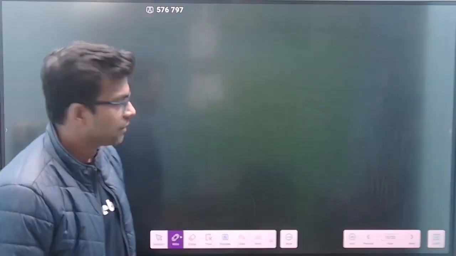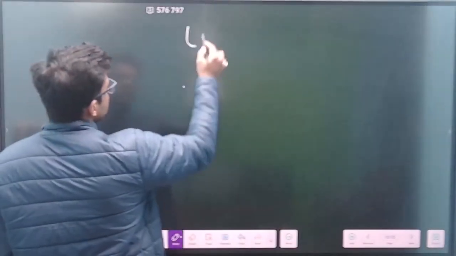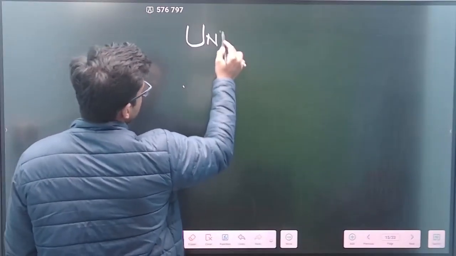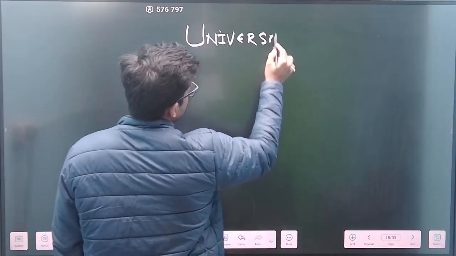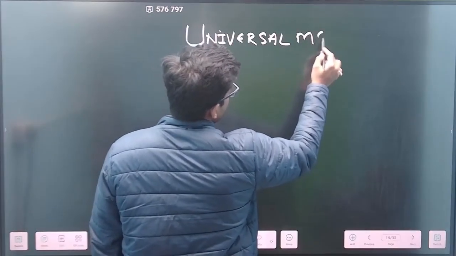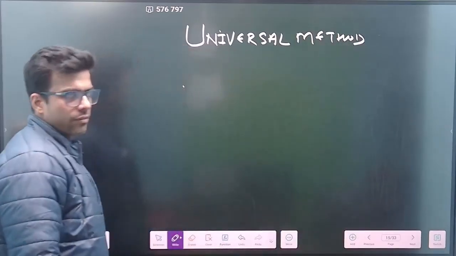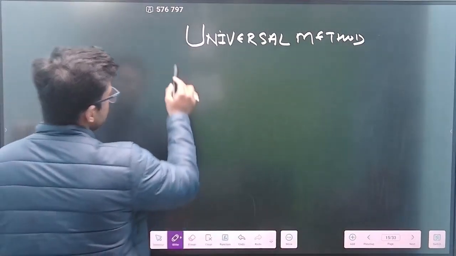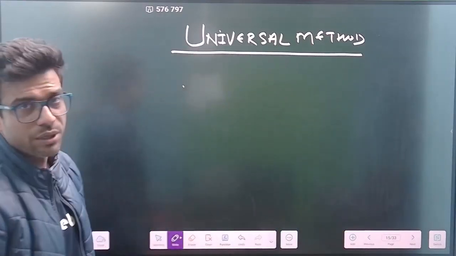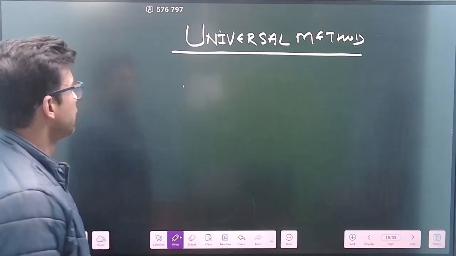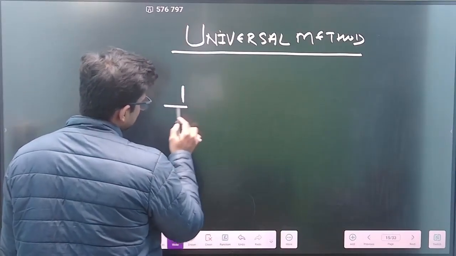You need to study. So let me give you the universal method. This method is applied to find the square of any number, whether it is 2 digit or 3 digit. I will be taking only one example.